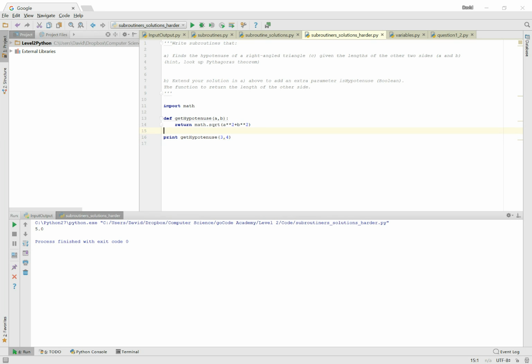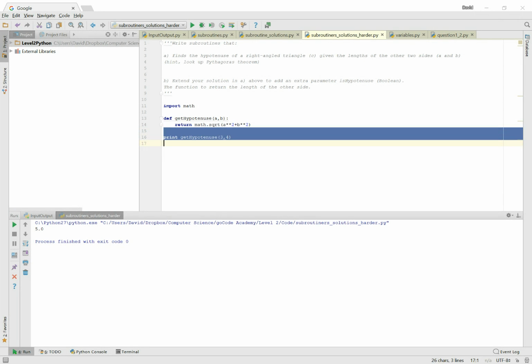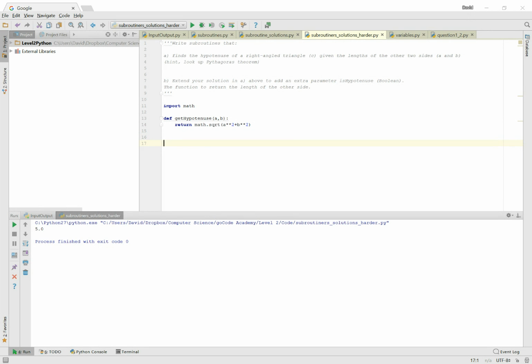So we're happy that that's working, so we can delete this code here. Let's do part B now. Let's just call this general Pythagoras, and it's going to have the same two parameters here, but another one called is hypotenuse.